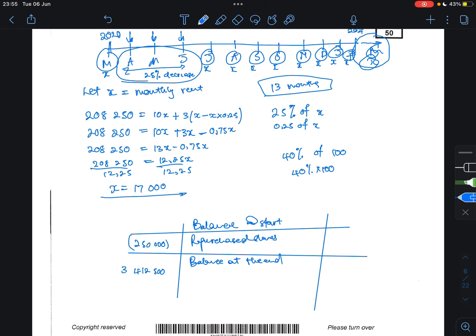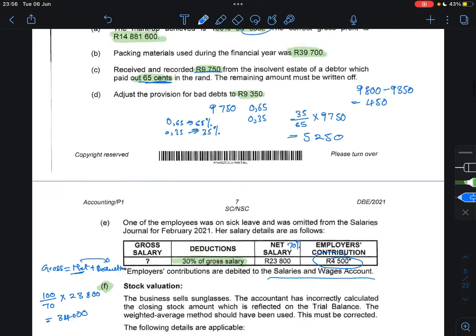Now, how do we get what we had at the start? You just simply add these two. So it's 250 and 3,412,500, so that's 3,662,500. Now you know how many shares you had at the start of the year. And then you quickly go to your information.